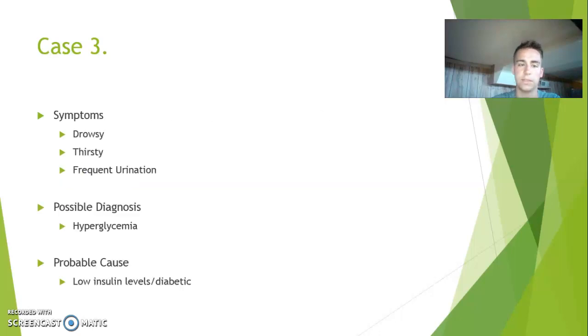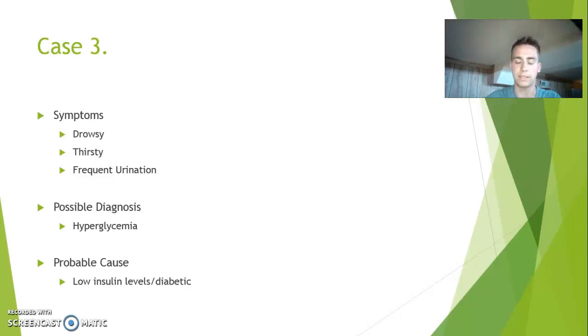If you look at the symptoms, you see that the patient's drowsy, thirsty, and has frequent urination. What this might mean is that the patient has very high levels of sugar in their body, and the possible diagnosis could be hyperglycemia. Those two pretty much go hand in hand, as well as with diabetes.